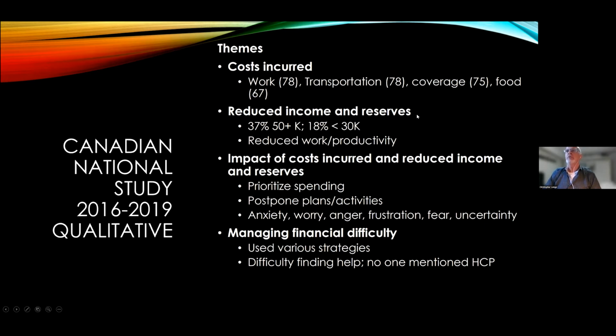Reduced income and reserves: 30%, 37% of those making 50K or more, and 18% of those making 30K or more. It may very well be part of the reason for those numbers being lower in the under 30K is the fact that many of them just weren't working. And so they didn't have a reduced income because they weren't working, or they were on unemployment or some such thing. Reduced work and/or work productivity was seen in a number of patients as well.